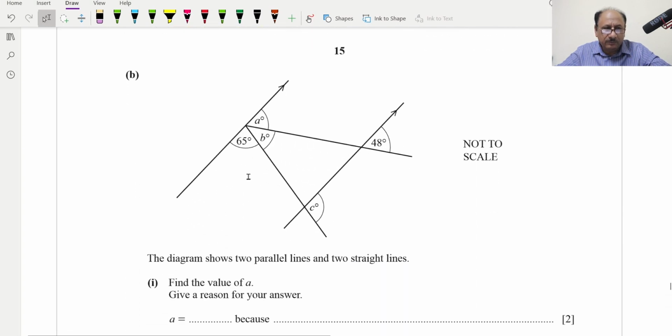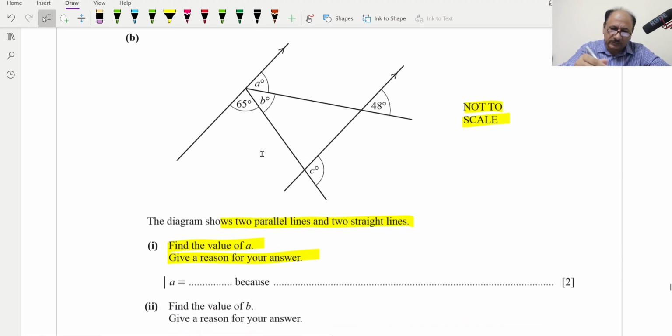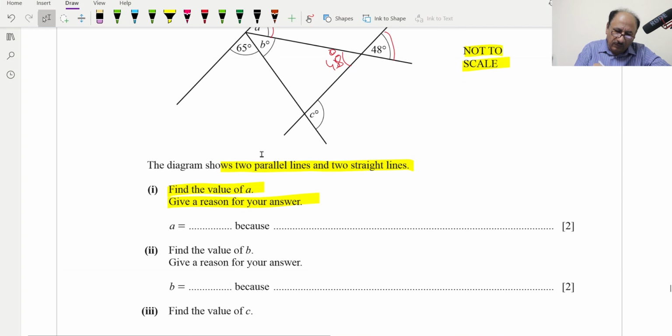Now the B part is saying this diagram is provided, which is again not to scale, and the diagram shows two parallel lines and two straight lines. Find the value of a and give your reason for that one. a is this angle which we have to find, and you know this angle is 48, so this will also be 48 degrees. So we can write 48 with the reason, and the reason we will be writing is corresponding angles.